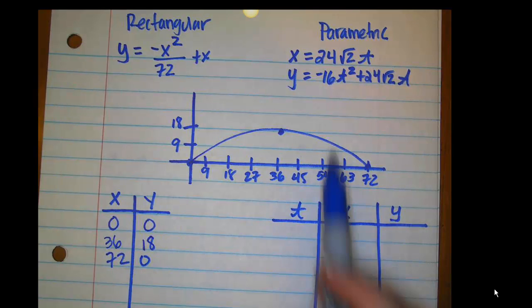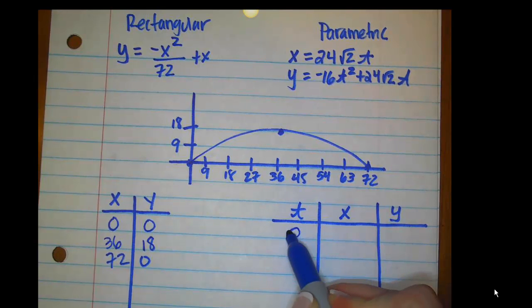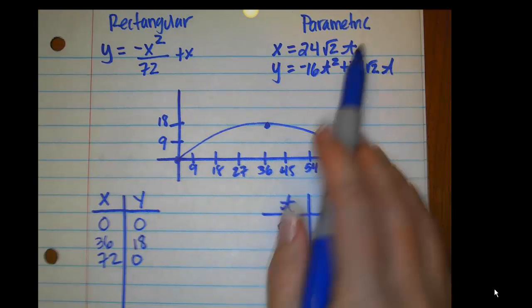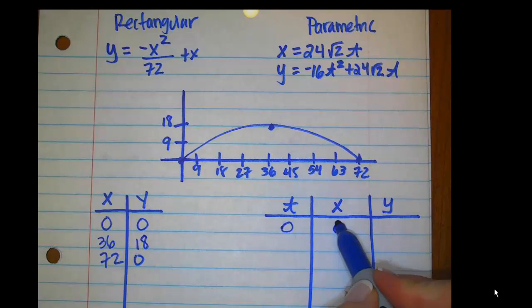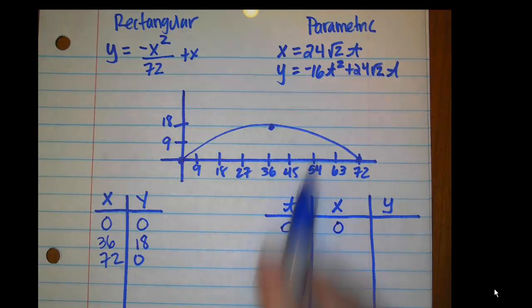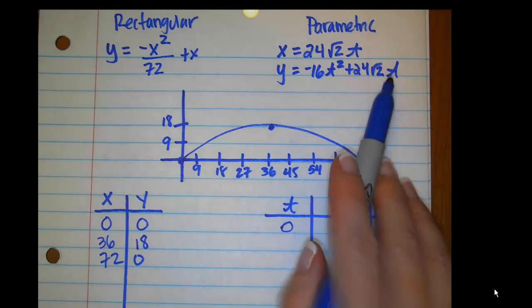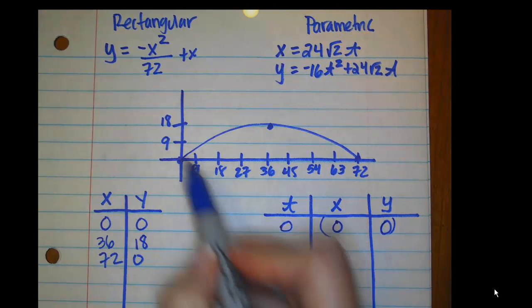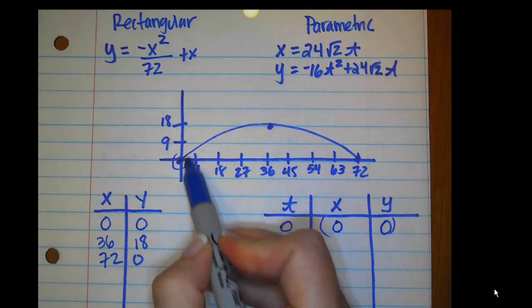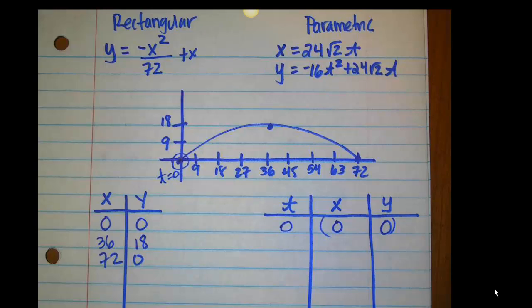Now, here is how we determine those same points using parametric equations. When t is equal to 0, to find x, I put 0 in for t: 24 root 2 times 0 is just 0. When I put 0 in for y, I have negative 16 times 0 squared plus 24 root 2 times 0, which also yields 0. So the coordinate (0, 0) occurs at time equals 0.